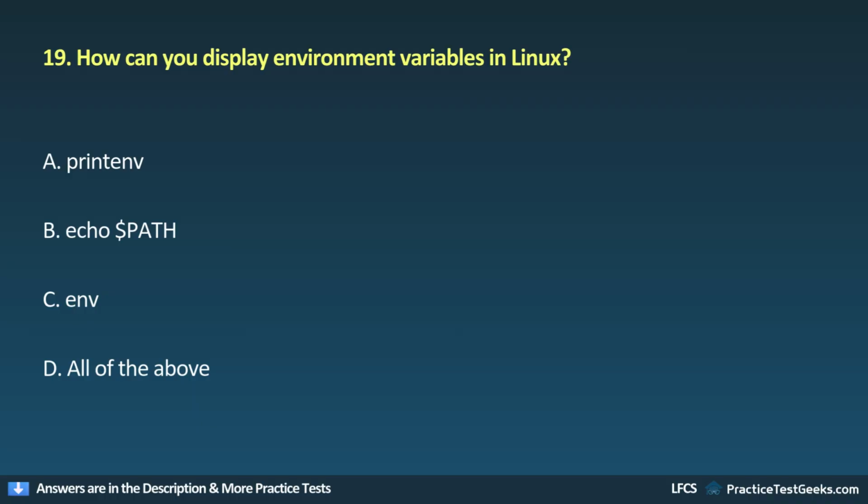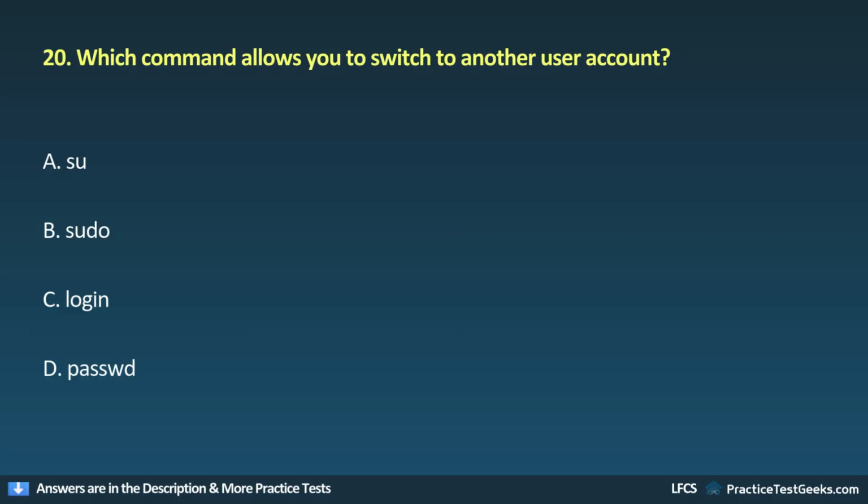A. printenv. B. echo $PATH. C. .env. D. All of the above. 20. Which command allows you to switch to another user account?